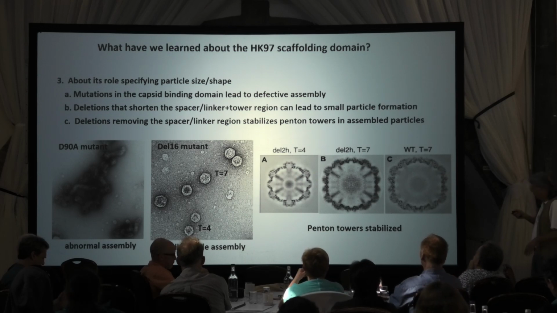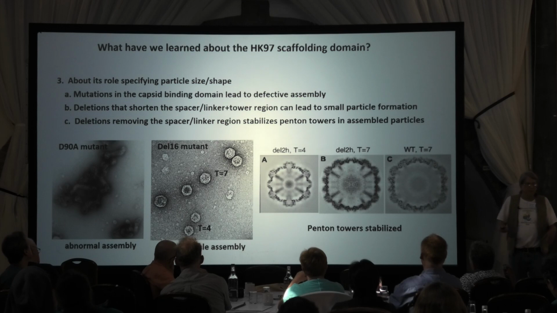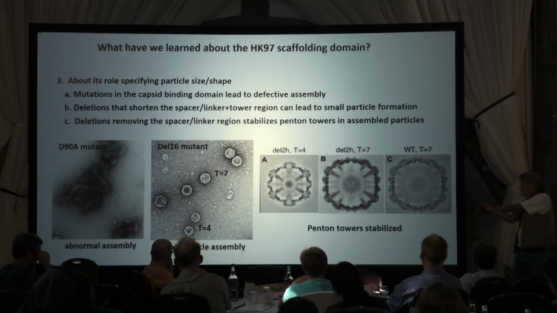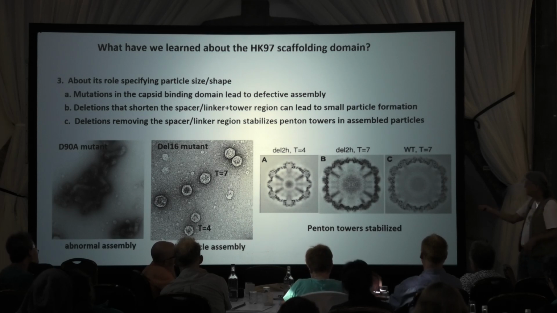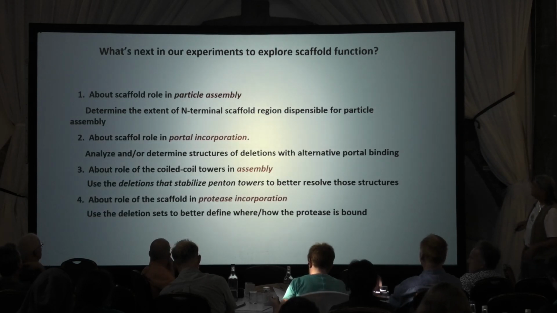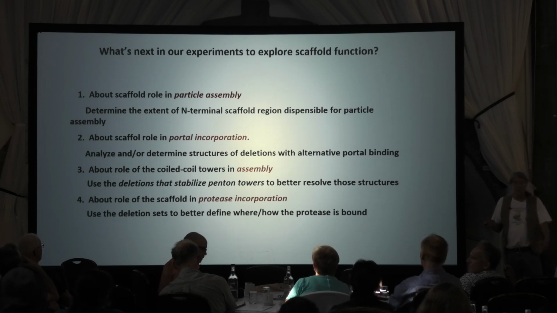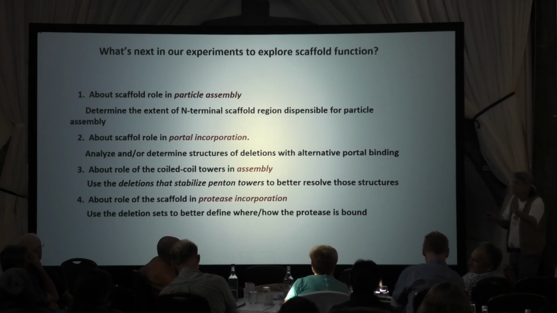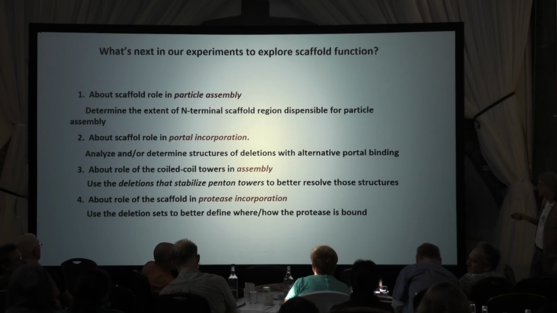And that same removal of the spacer somehow seems to stabilize these alpha helical coiled towers, both in the small particles and in the wild type version in that mutant. So what's next? Well, I would like to determine the extent of the requirement for the N-terminal part by continuing the series of deletions. We would like to make more mutations.